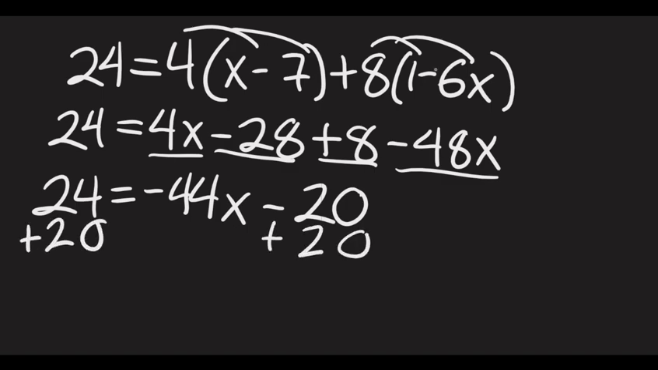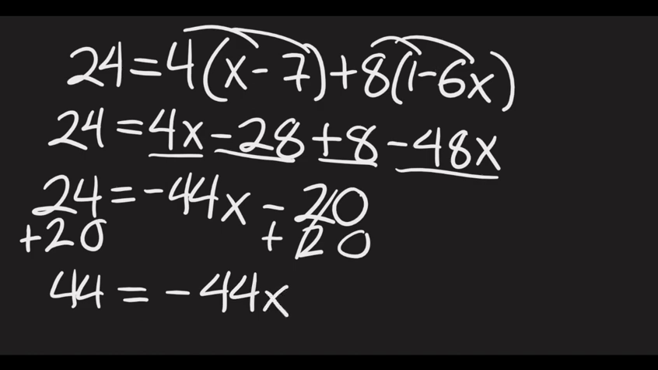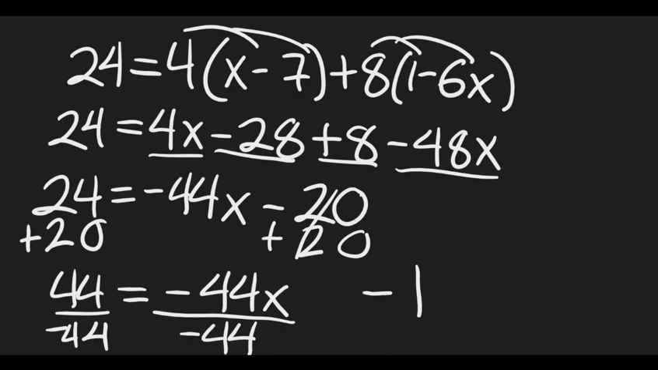Next, we need to add 20 on both sides. This will give us 44 equals negative 44x. Finally, to get x by itself, we can divide by negative 44 on each side. And we will end up with negative 1 equals x.